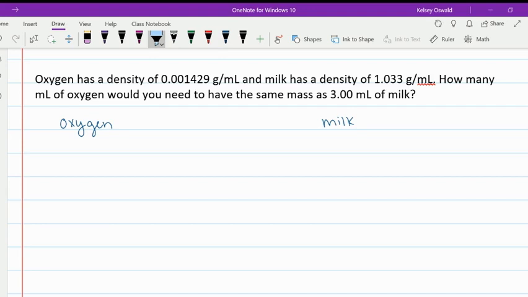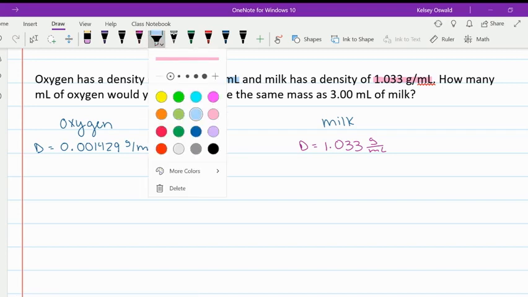Okay, so this tells me that oxygen has a density of 0.001429 grams per milliliter. And my milk is going to have a density of 1.33 grams per milliliter. So I know my density of each of my substances. I can see that my milk has a higher density, so that's going to tell me that my milk particles are more closely packed than my oxygen particles.